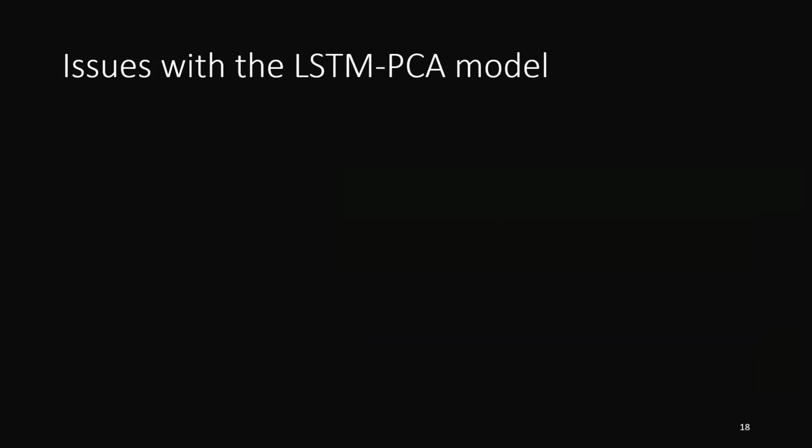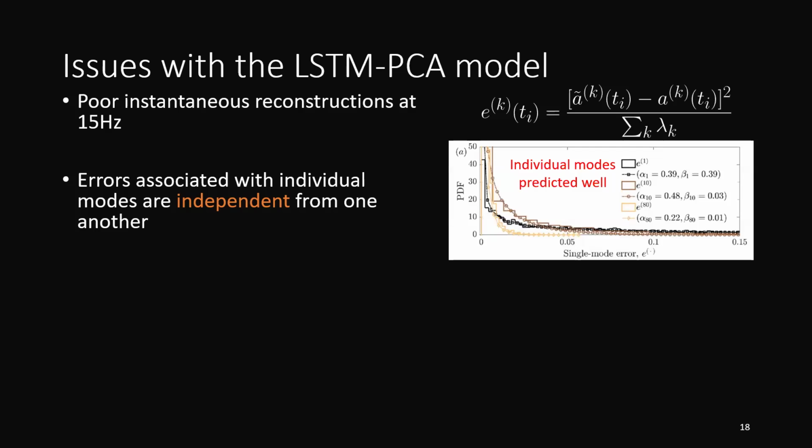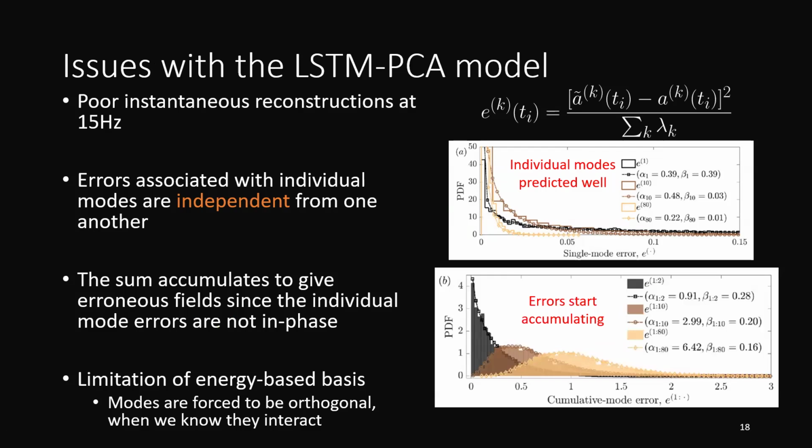This model does come with some issues in that we get pretty poor reconstructions of the estimates at the original sampling rates. So we look at this metric, and we're trying to see the errors associated with each modal prediction. We have different modes, A1, A2, up until A_K, and we look at the histogram of their time distribution. The point here is that most of the errors are concentrated at 0, so the individual modes are predicted pretty well. However, when you start to accumulate the modes together, errors start accumulating as well.